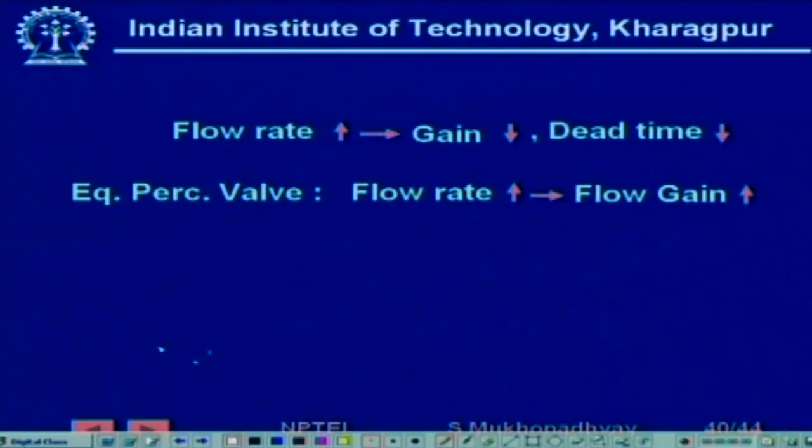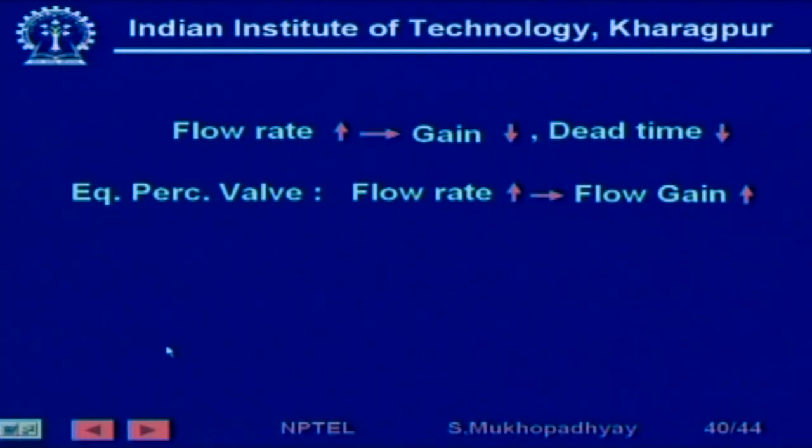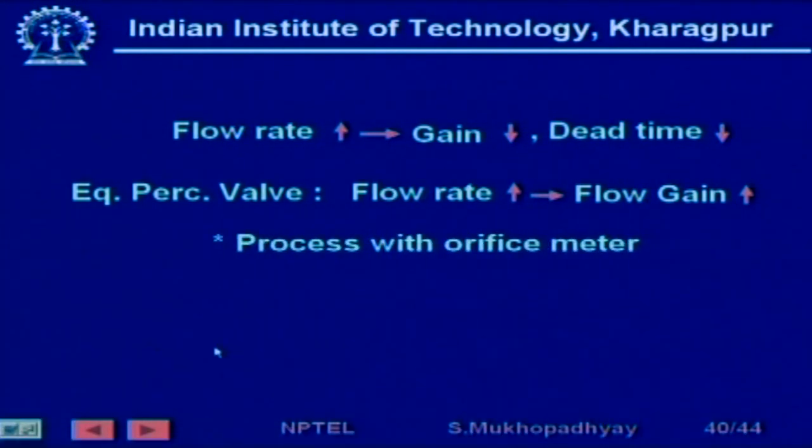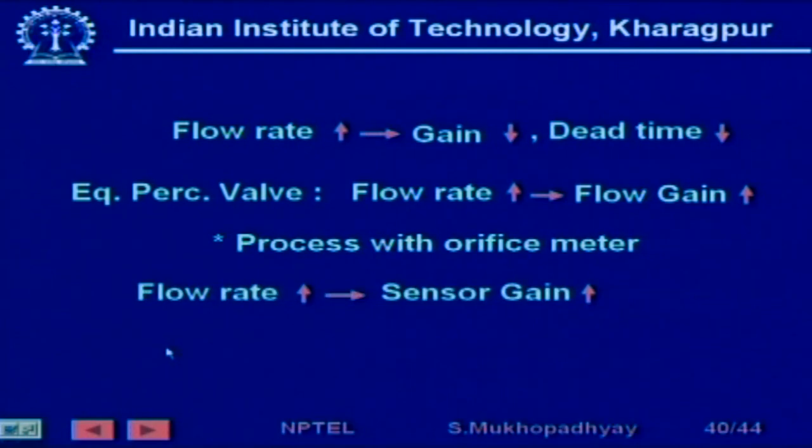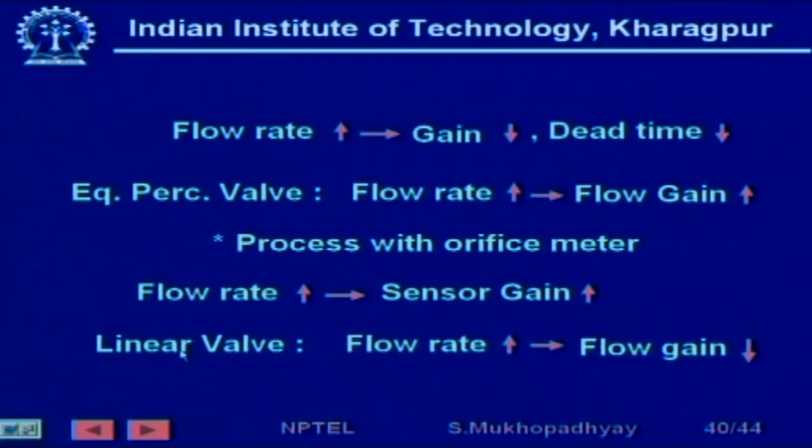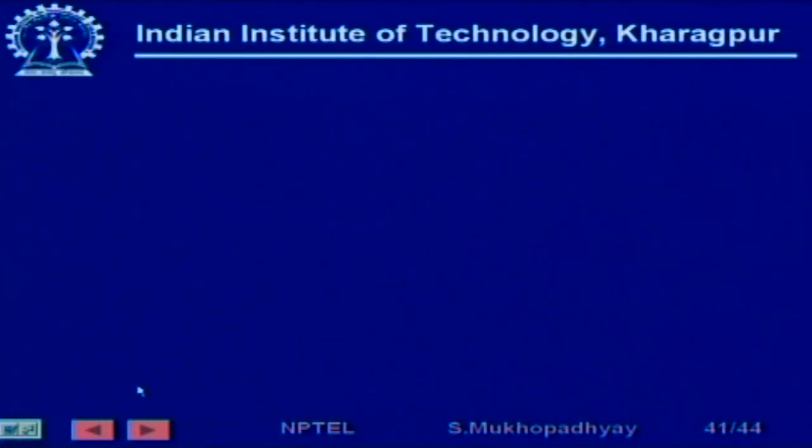Similarly, an opposite situation can occur. If you have an orifice meter, then as the flow rate increases, the sensor gain also increases. So again, the loop gain increases. In such a case, one has to have the overall gain reducing, so one can use a linear valve for this.